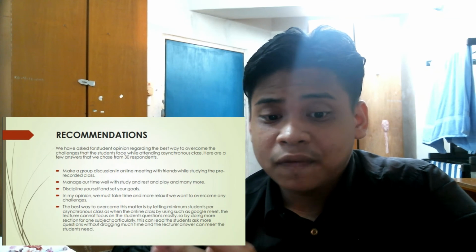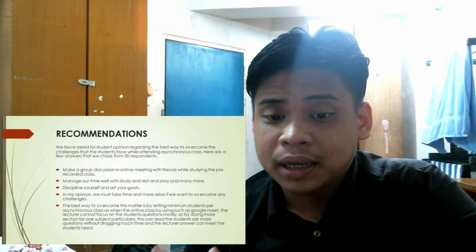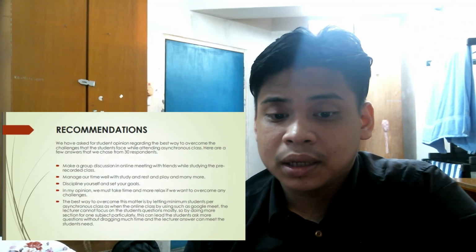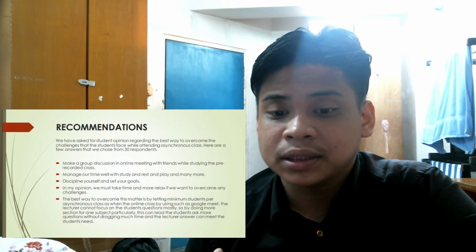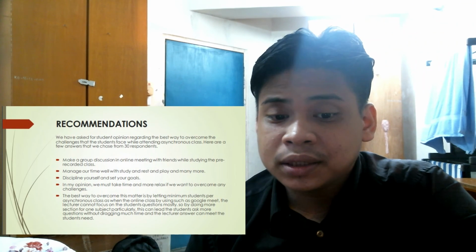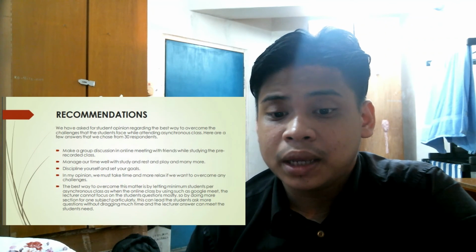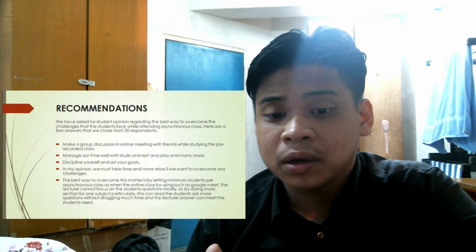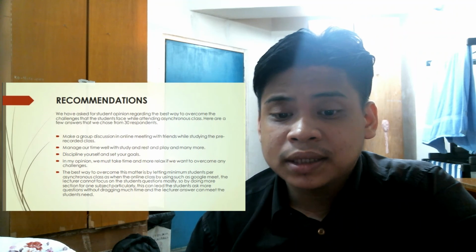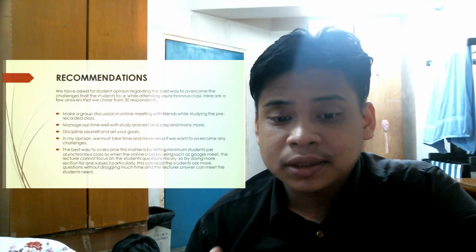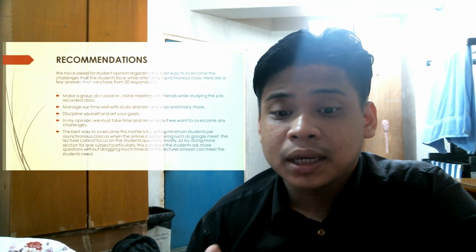The next one is one of the best answers that we have chosen. The best way to overcome this matter is by having a minimum number of students per asynchronous class, because when the online class uses something like Google Meet, the lecturer mostly cannot focus on the students' questions. By having more sections for one subject, students can ask more questions without dragging much time, and the lecturer's answers can meet the students' needs.